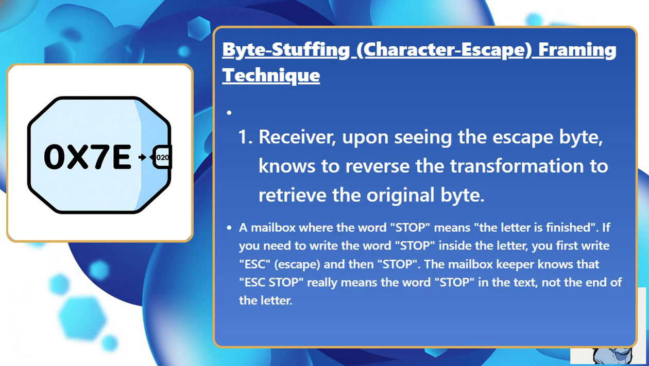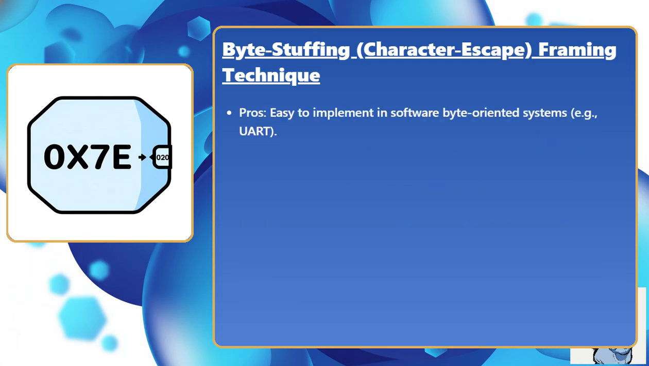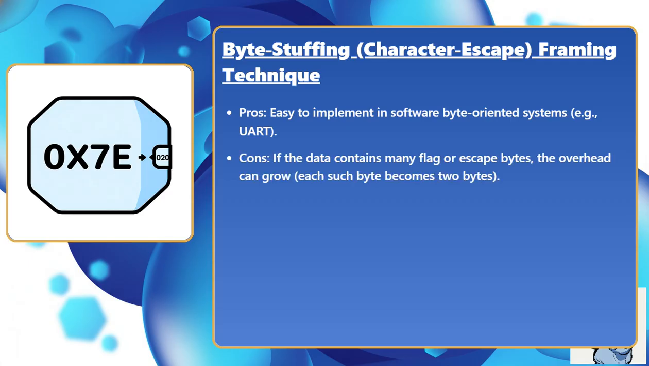An analogy: a mailbox where the word stop means the letter is finished. If you need to write the word stop inside the letter, you first write escape and then stop. The mailbox keeper knows that stop really means the word stop in the text, not the end of the letter. Pros: easy to implement in software byte-oriented systems, for example UART. Cons: if the data contains many flag or escape bytes, the overhead can grow. Each such byte becomes 2 bytes.